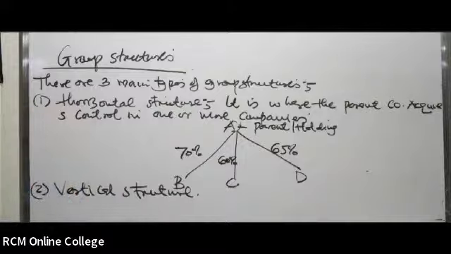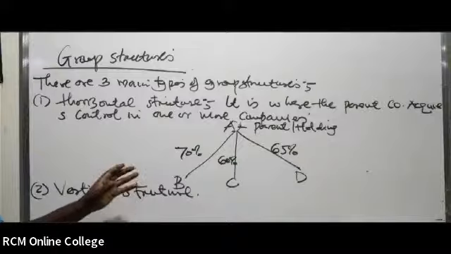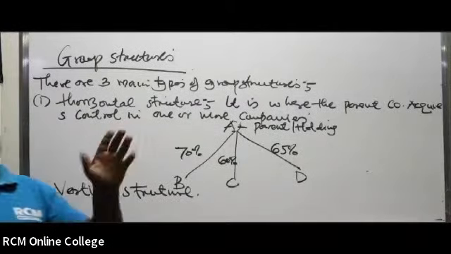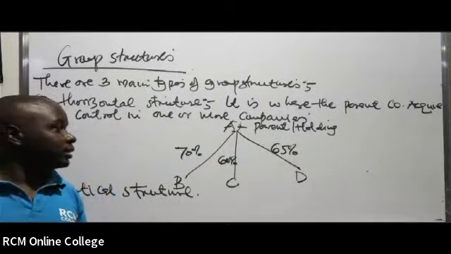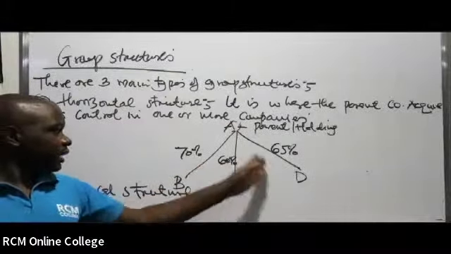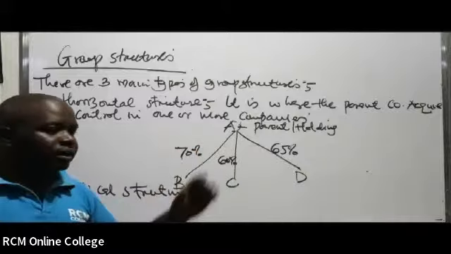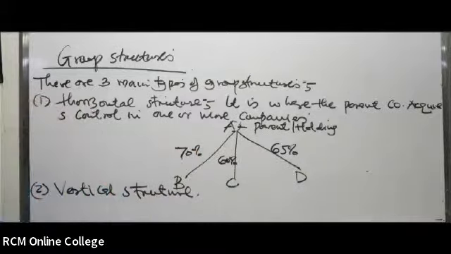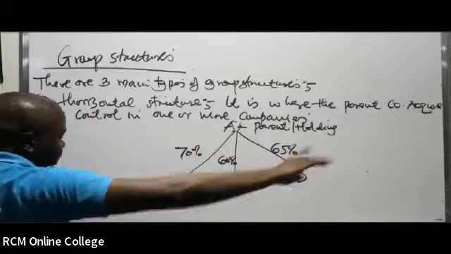So we can have what we call a horizontal structure. You can be told in the question that the parent company acquired 2 subsidiaries. This one was 70, this one was 60. If there are 2 of them, they will end up at the same level, and it creates a horizontal structure. It goes horizontally like this.